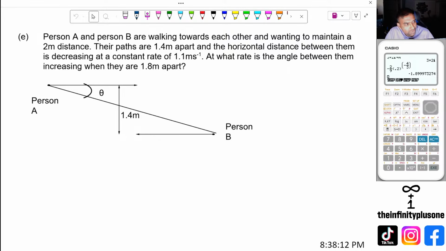This question is annoying because if you really think about it, it says they're wanting to maintain a 2-meter distance. But then the question is asking at what rate is the angle between them increasing when they're 1.8 meters apart. So I think we can assume the 1.8 meters is that part there. Would you guys agree with that?